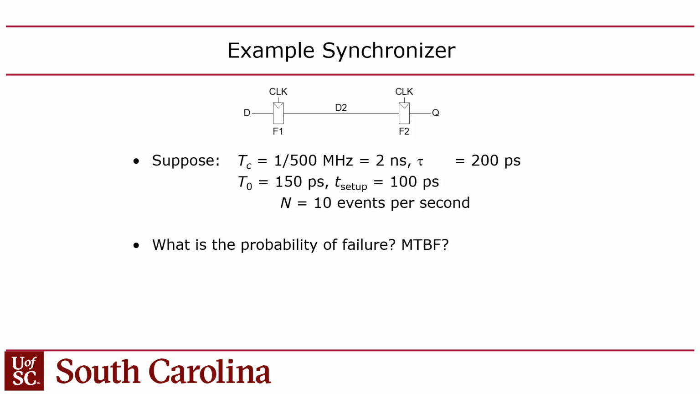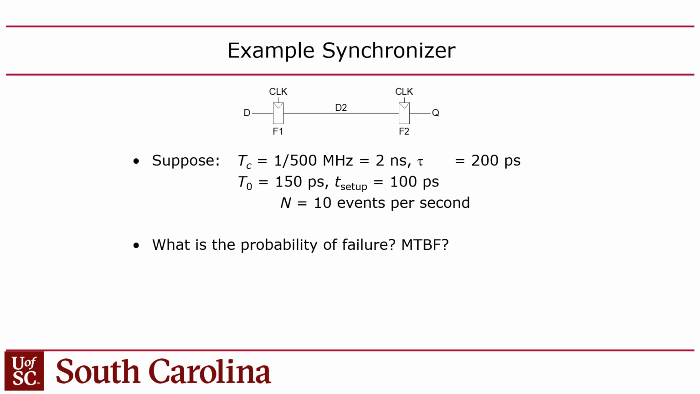So here's an example. The clock rate here is 500 megahertz, which is 2 nanoseconds Tc. Tau is 200 picoseconds. Remember, tau is in seconds, but it's a technology parameter. It's the mean of the exponential distribution, right? I think normally they call that lambda. But anyway, it's basically the mean of the exponential. And then T0 is 150 picoseconds. Remember, that's the aperture time, setup plus hold, right? So setup time is 100, which means that the hold is obviously 50, right? We can calculate the hold time.